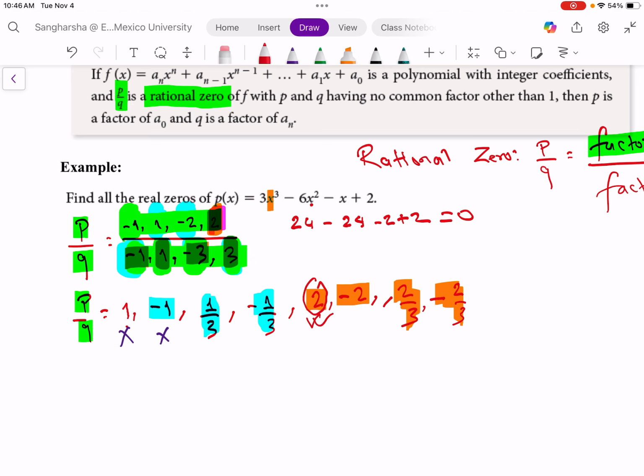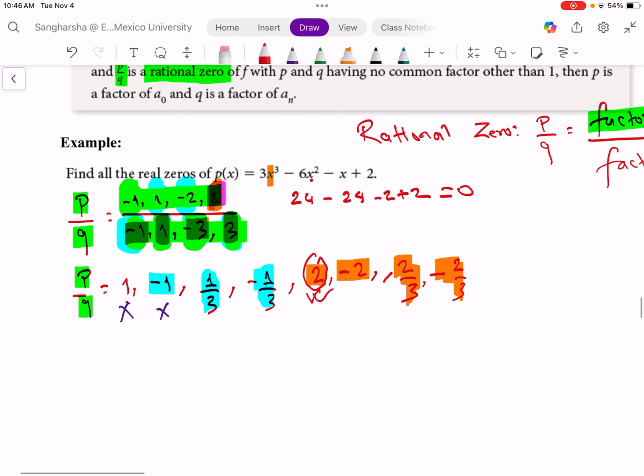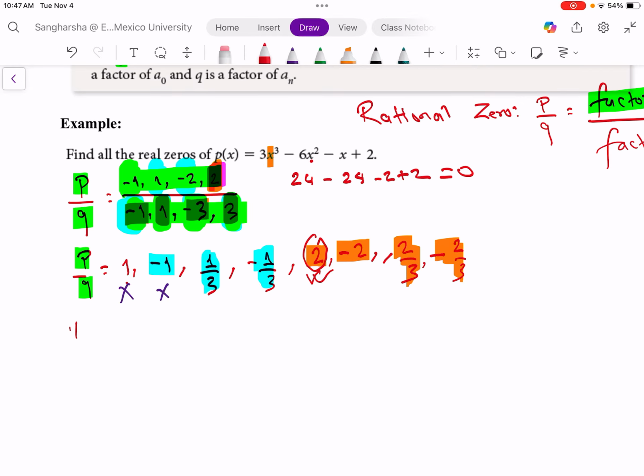So we know 2 is a real zero for this polynomial function. So we know at least one real zero is 2. Our target is to find every real zero. This polynomial has degree 3, so it will have at most 3 real zeros. It's going to be 3 or fewer. Now how do we find the remaining real zeros?